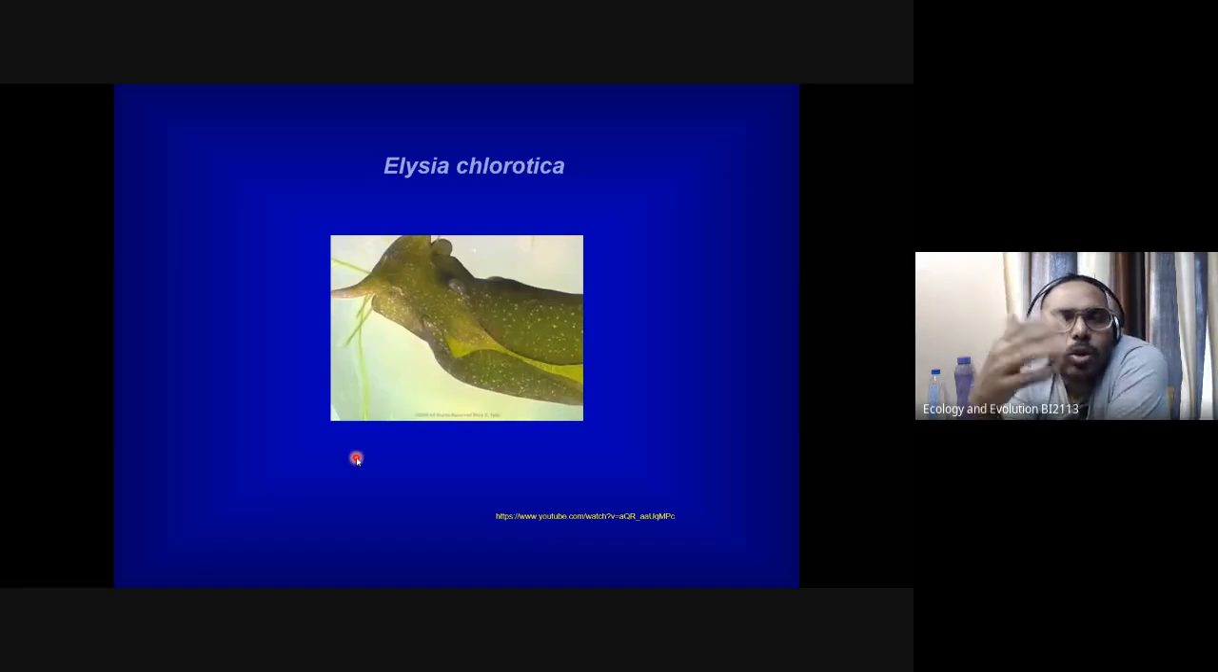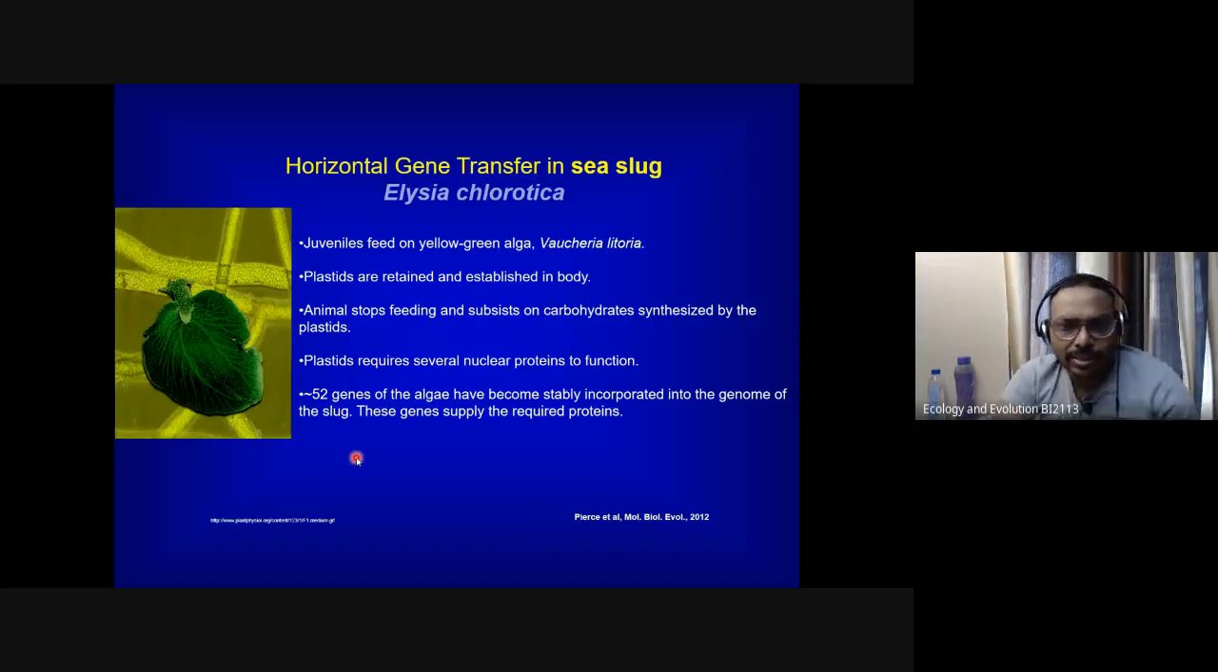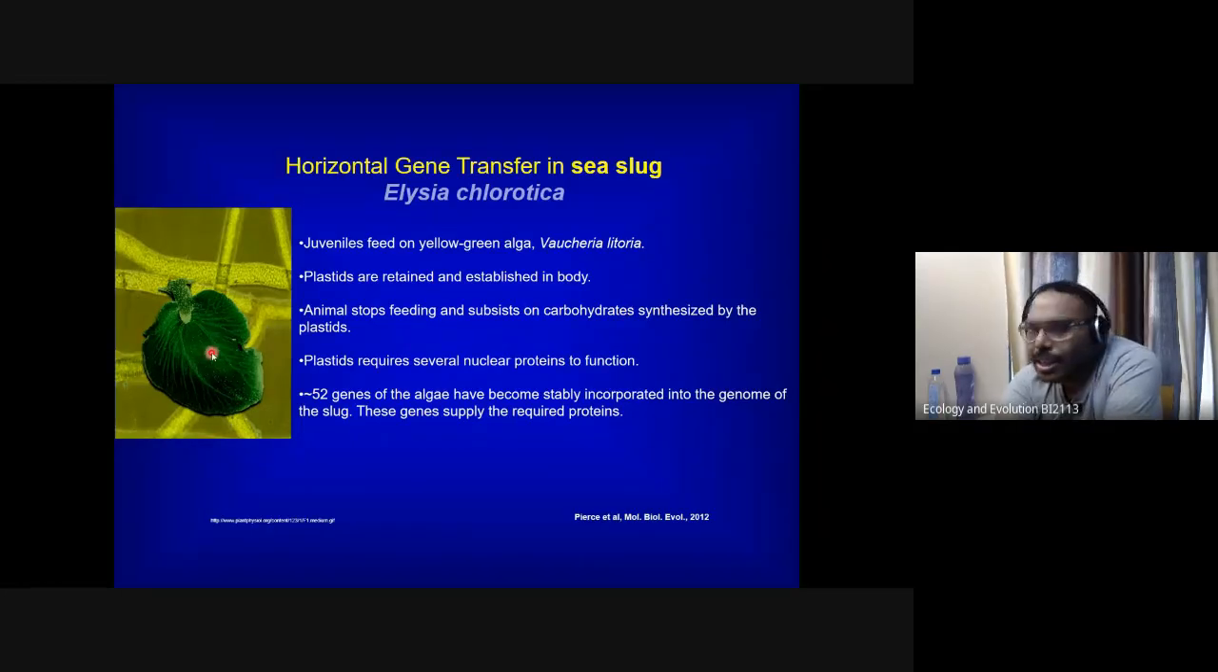And these chloroplasts keep on accumulating inside the body of this slug till the entire slug turns green like this. Now, when that happens, this particular slug stops feeding and lives entirely on the carbohydrates that are synthesized by the plastids. Till this point, there is not a problem, because no genomic integration has happened.